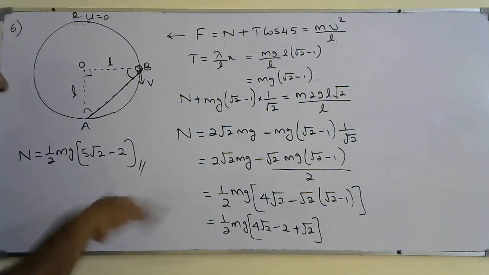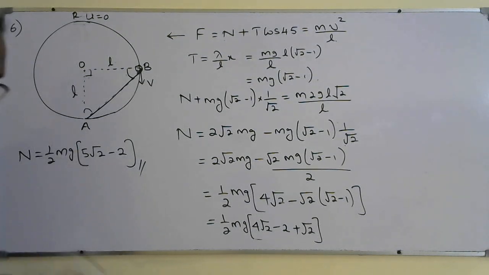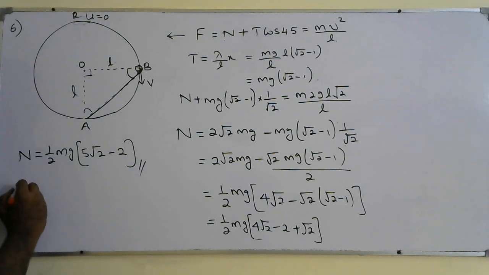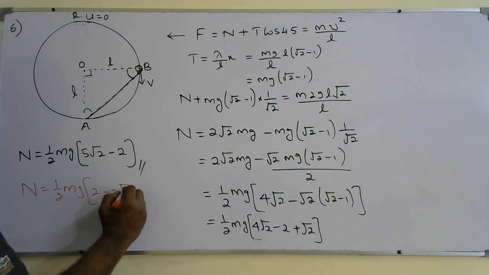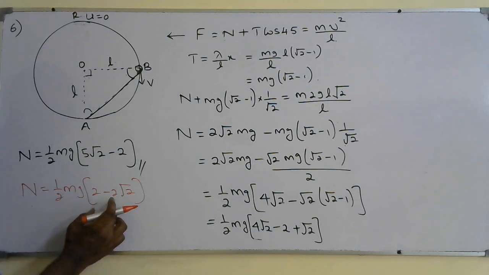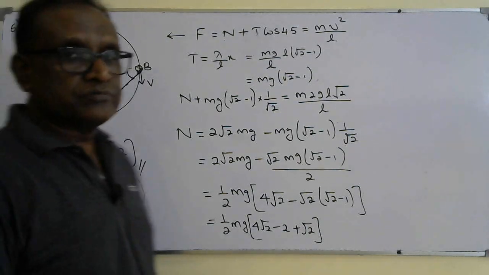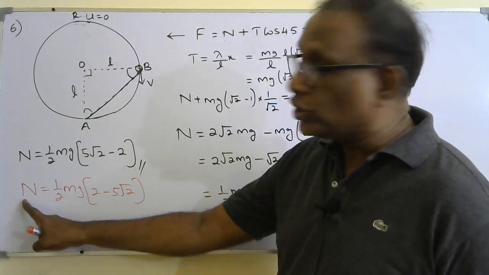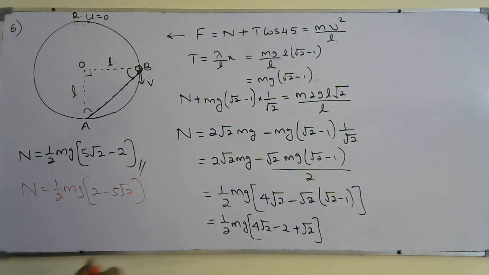In case you take N the other way, you will end up with a negative answer. If you take N towards the right, you will get this format: N equals half mg, 2 minus 5 root 2. But you know that 5 root 2 is greater than 2. So 5 root 2 greater than 2 means this is a negative answer, meaning N is going to be negative, so it should be towards the left. So from that you can get it, no problem even if you take it the other way. But we'll end up with it like this.